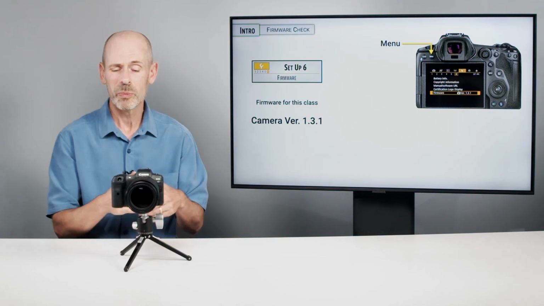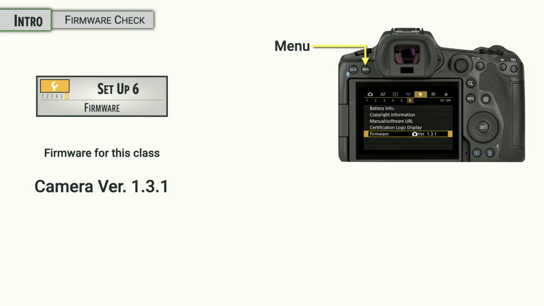And so my camera, at the time of this recording, is on version 1.3.1. In fact, let's all check what our cameras are right now. And the way you do that is you go into the menu system, you dial over to setup number 6, and you see where the firmware is. So let's go ahead and do that on the camera here.